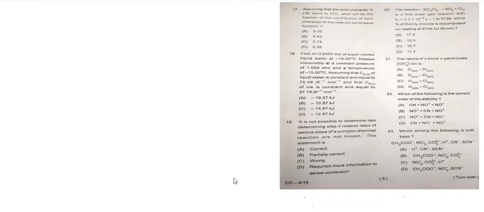So let's start. Assuming that the ionic character in a HBr bond is 11%, what will be the fraction of contribution of ionic character to the valence bond wave function? For this question we have to know the formula, and the formula is percentage ionic character is equal to lambda square divided by 1 plus lambda square into 100, where lambda is the contribution of ionic character to the valence bond wave function.